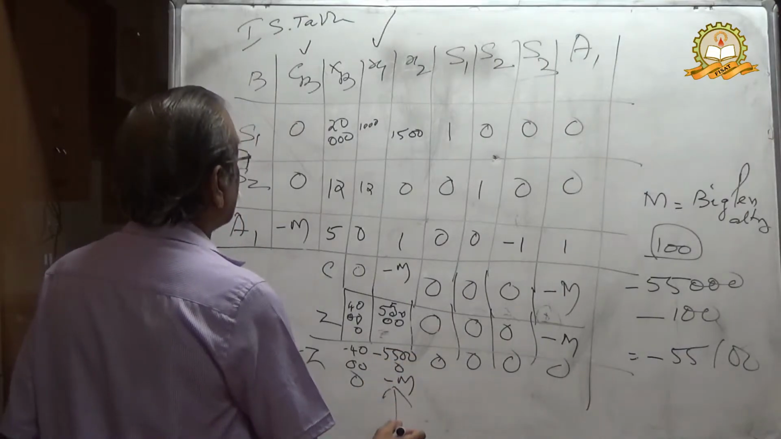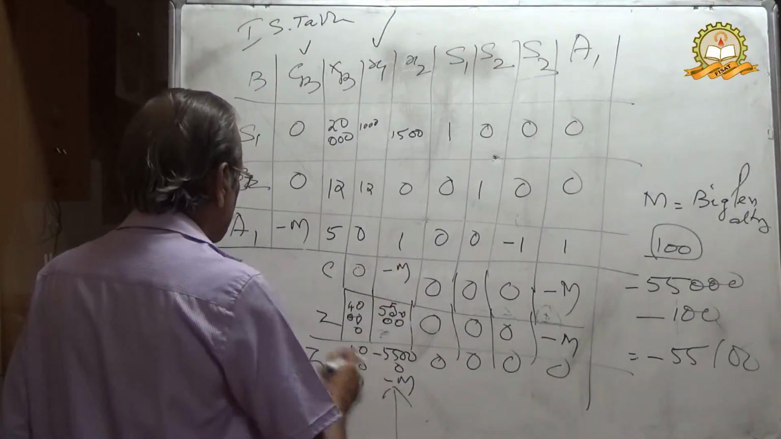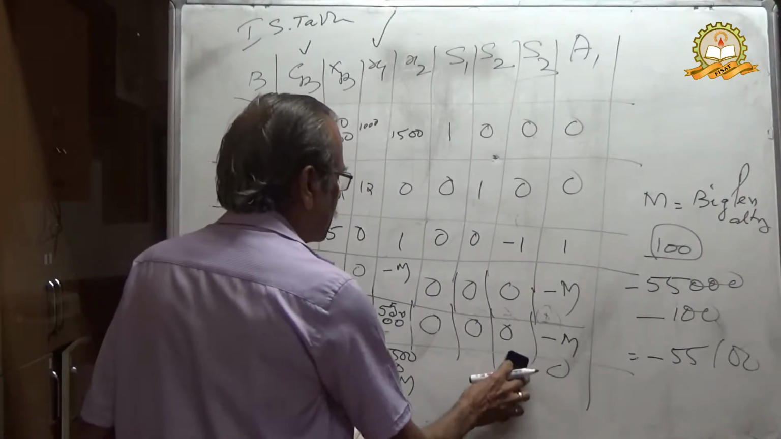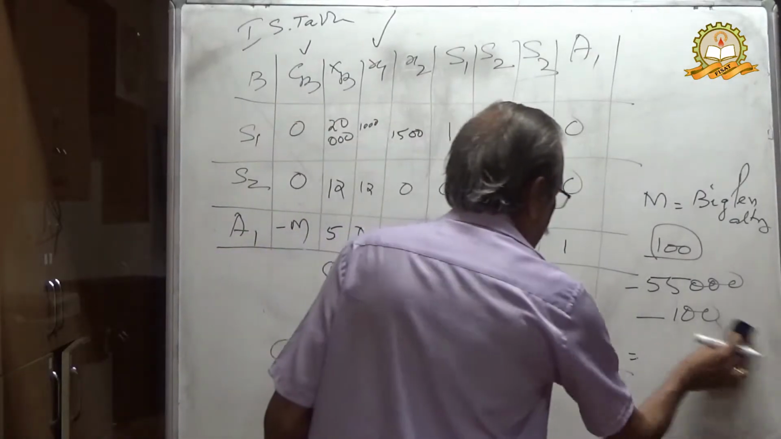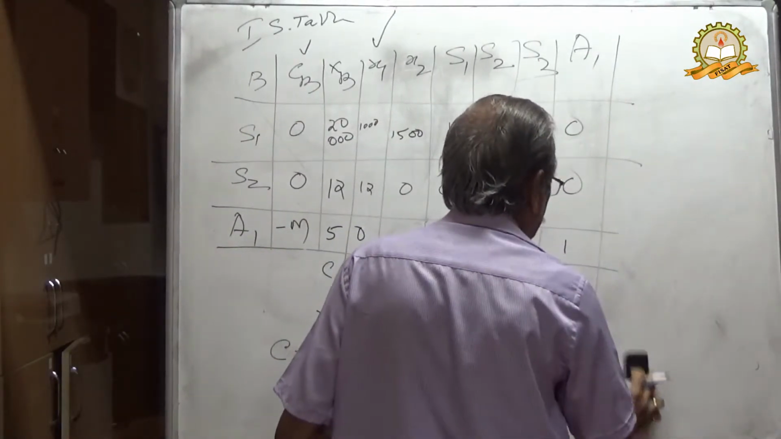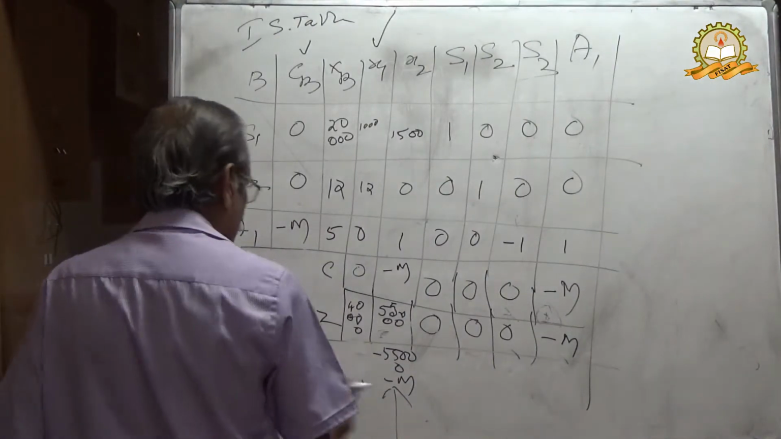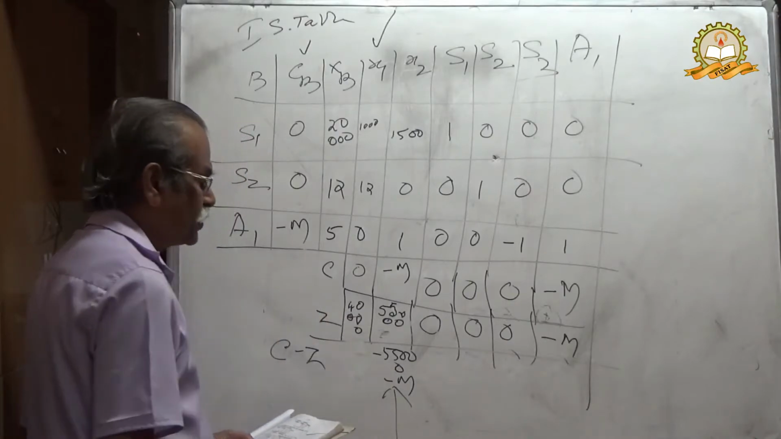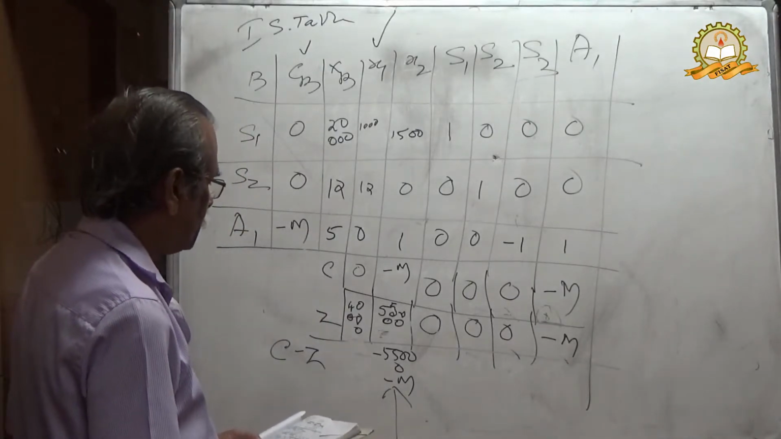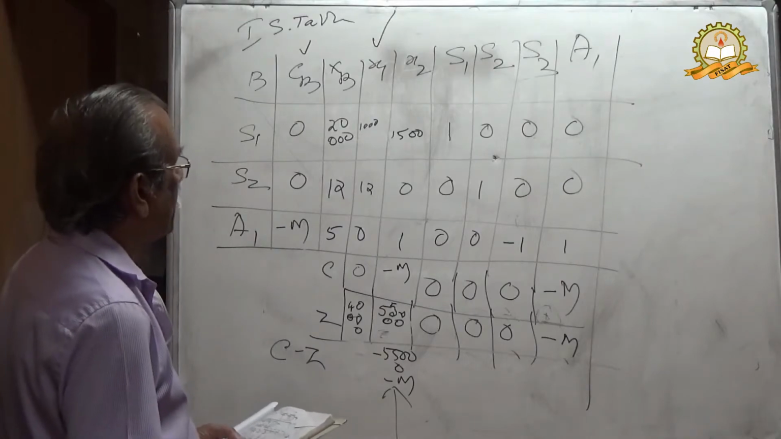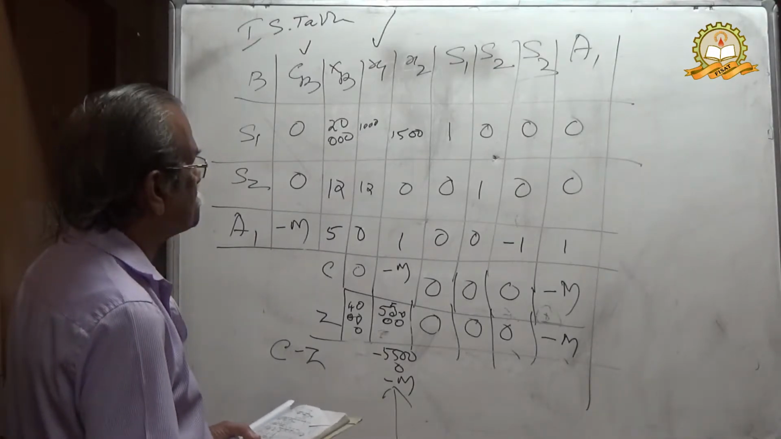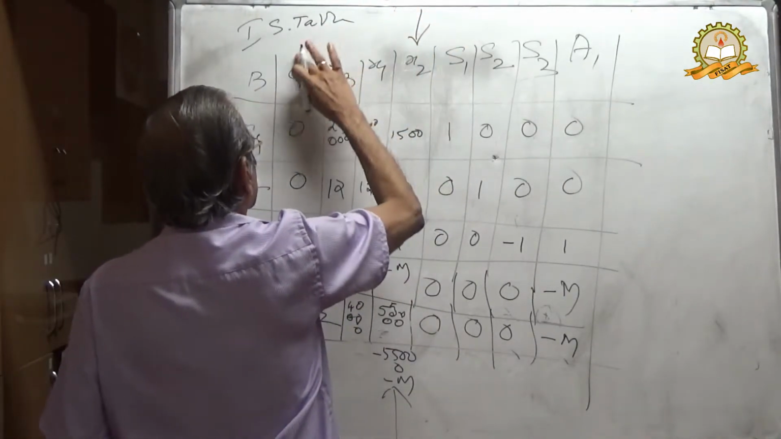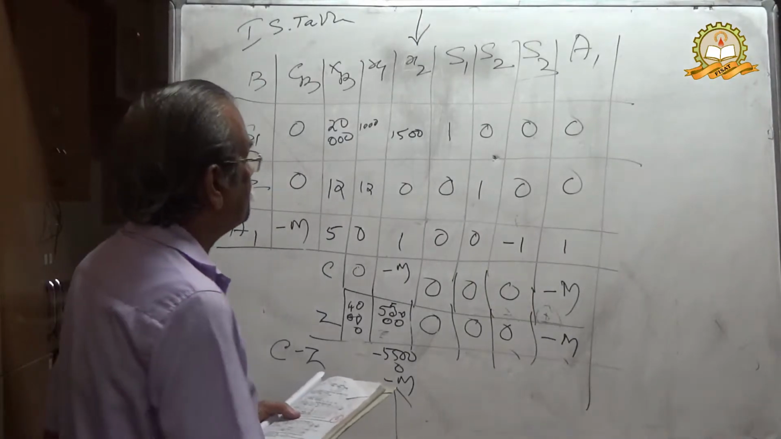Therefore, the column under x2, column number x2, is your pivot column. That is minus 55,000 minus m is your pivot column. Therefore, that is completed. Then consider the ratios on the right side.